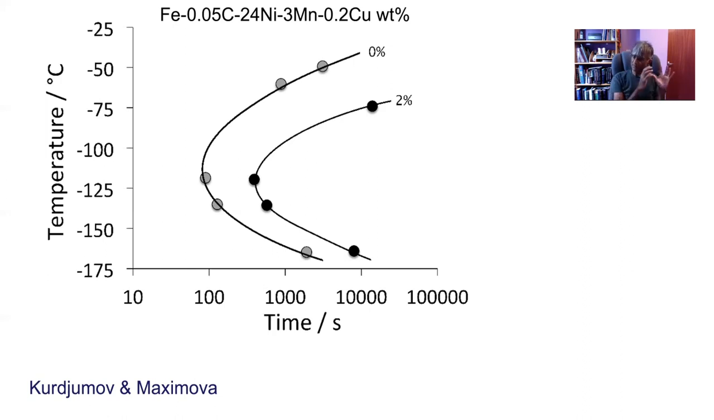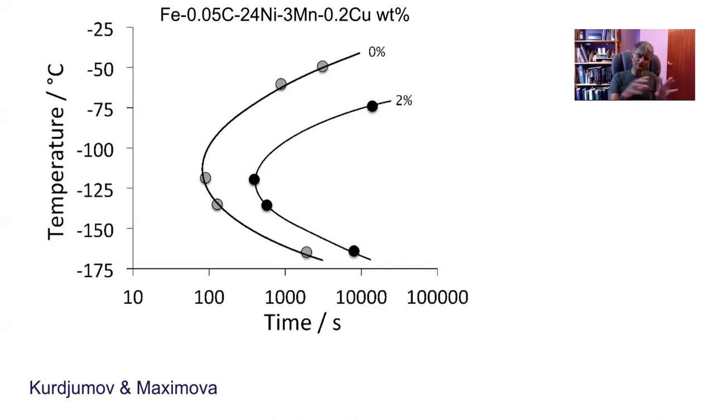So it's possible to get both athermal and isothermal martensite in steels. It simply depends on the rate of transformation and whether you are at a low enough temperature for thermal activation to be a kind of a limiting factor. Okay. Now, since this original work in Russia, there are many, many alloys in which isothermal martensite has been discovered.